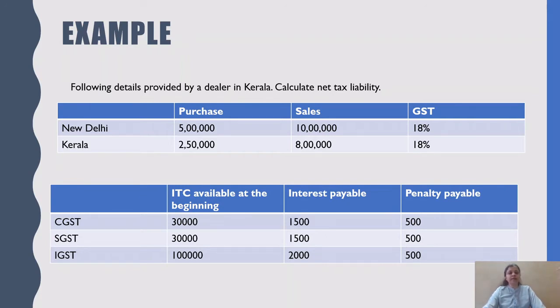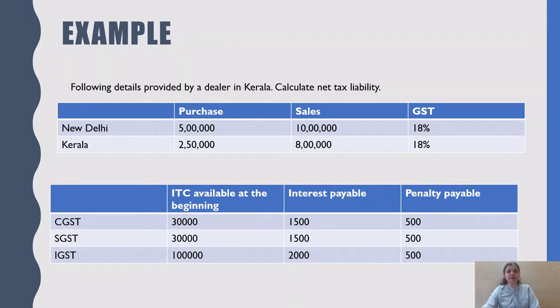Further, they have provided that at the beginning of the month, input tax credit was available under CGST for rupees 30,000, under SGST rupees 30,000 and under IGST is 1 lakh. Further, interest and penalty is payable under CGST, SGST and IGST. The details have been provided. Interest and penalty amount adjustment we will see a little later. First, we will start with the calculation of input tax credit which is available.